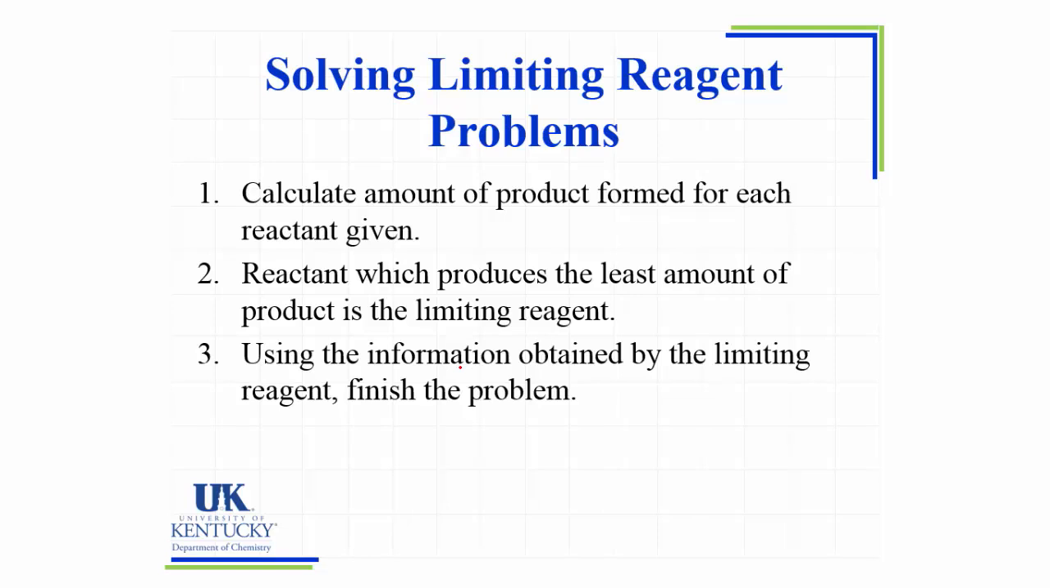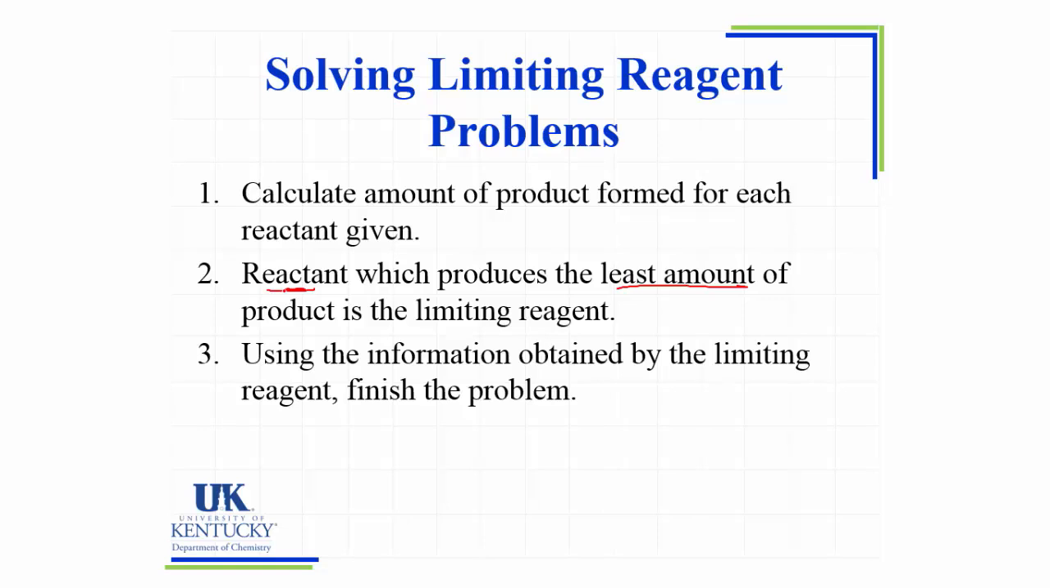The first thing we're going to do is calculate the amount of product formed for each reactant given. So looking back at our sandwich example, we assumed bread was limiting and used that for a calculation. Then we assumed turkey was limiting and used that for a second calculation. Then we look at the amount of products produced, and we see the reactant, which produces the least amount of product, is the limiting reagent. So it always goes back to the reactant, but it's about the one that produces the least amount of product.